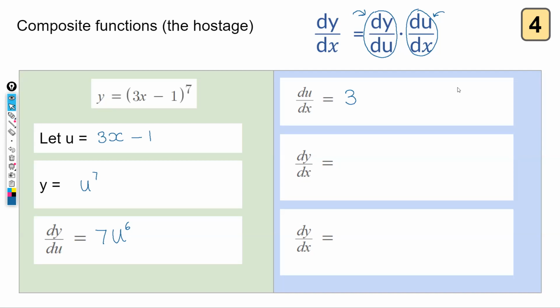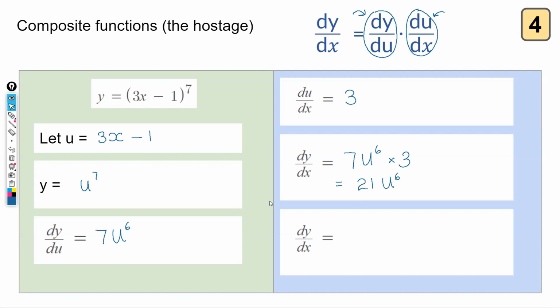So to find dy/dx now, we just have to take dy/du and multiply it by du/dx. So let's do that. dy/du is what? 7u to the power 6. And we're going to multiply it by du/dx, which is 3. When we multiply, this could easily simplify. 7 multiplied by 3, we'll get 21u to the power 6.